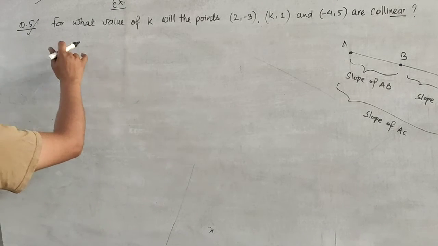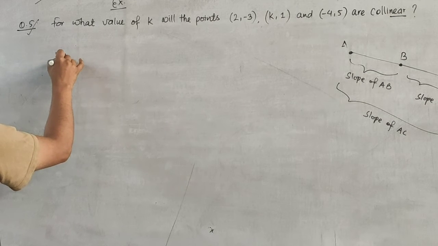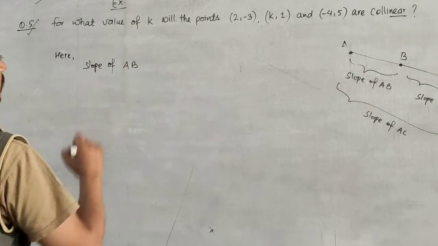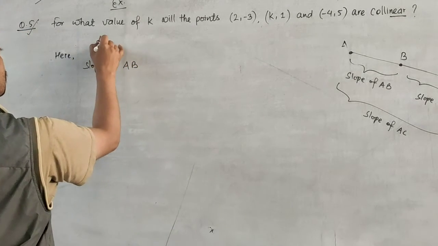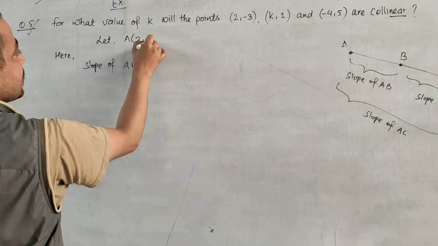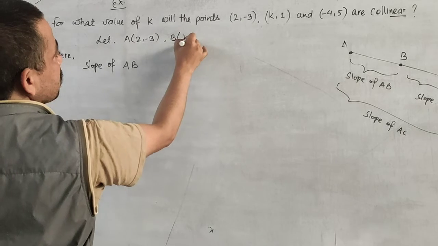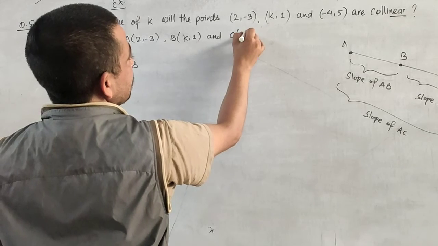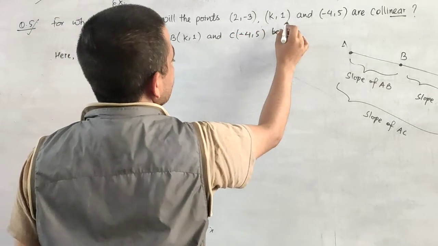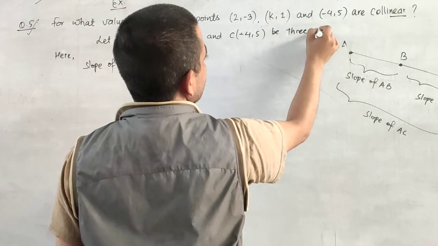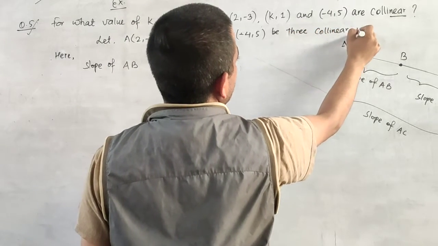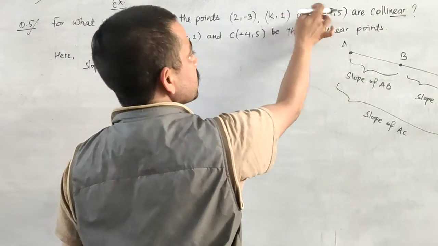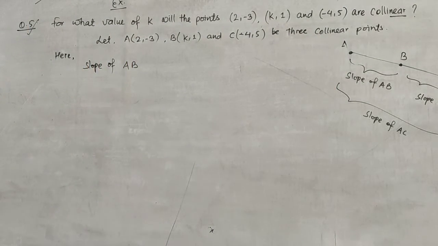So here, solution: slope of AB, let A (2, -3), B (k, 1) and C (-4, 5) be 3 collinear points. Suppose these three points are collinear points: this is A, this is B and this is C. Then it is easy to note if we call them ABC.